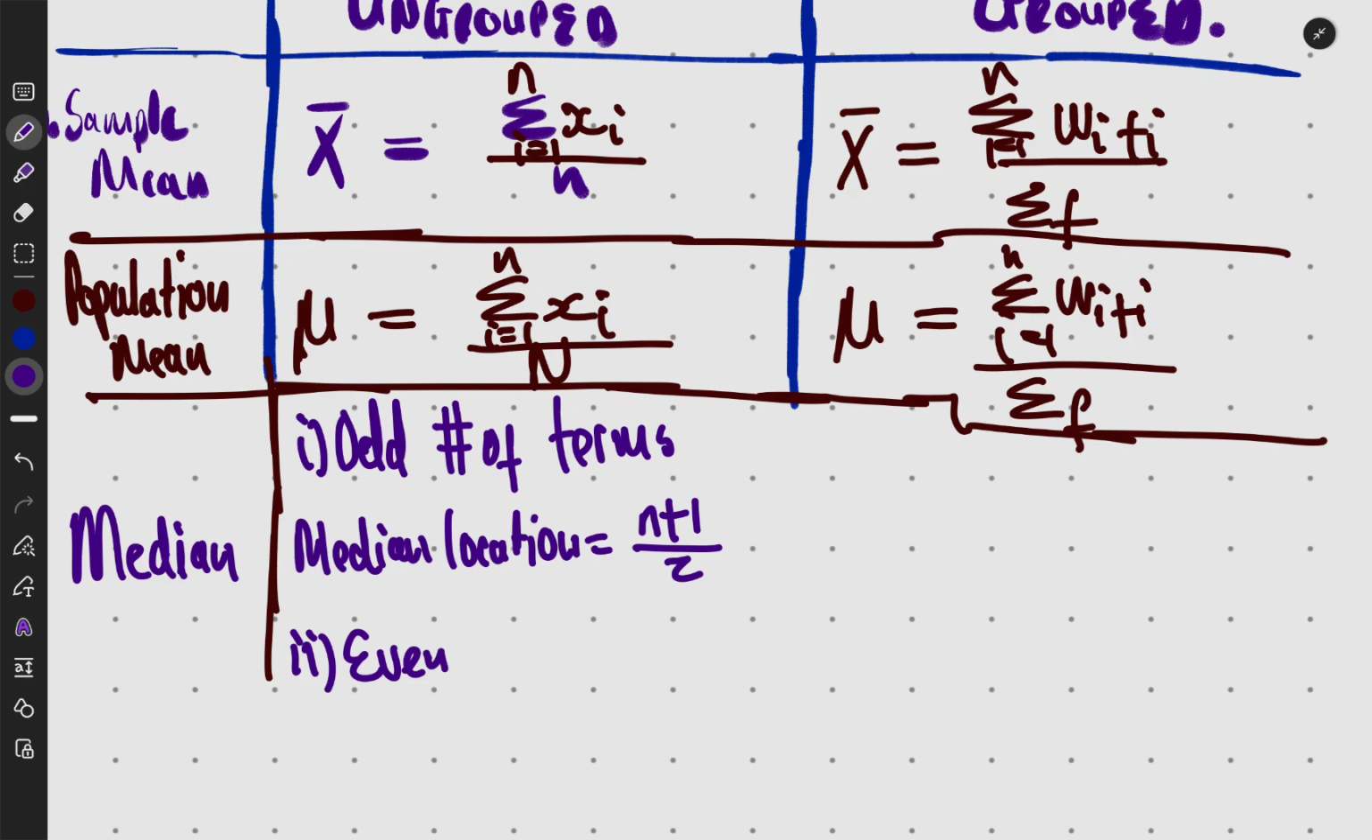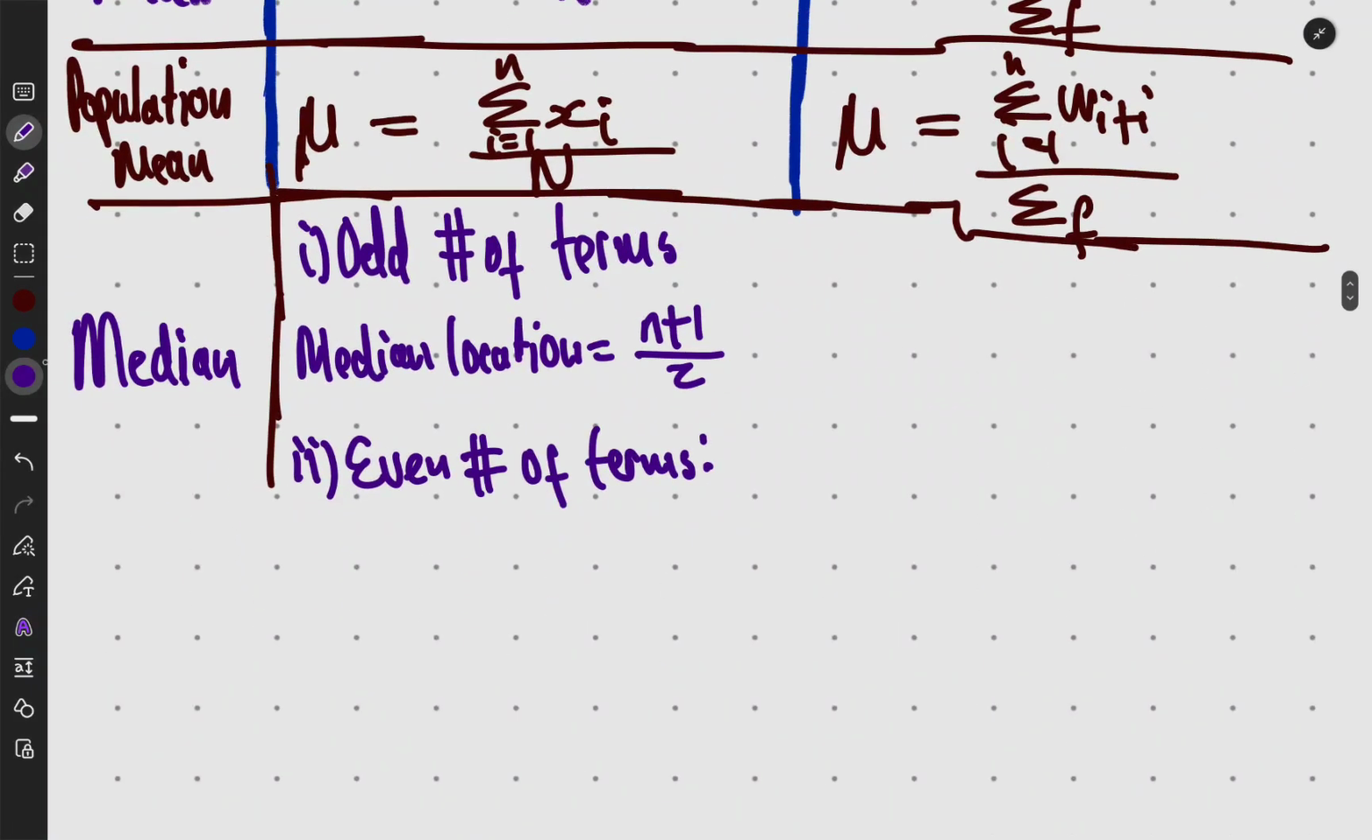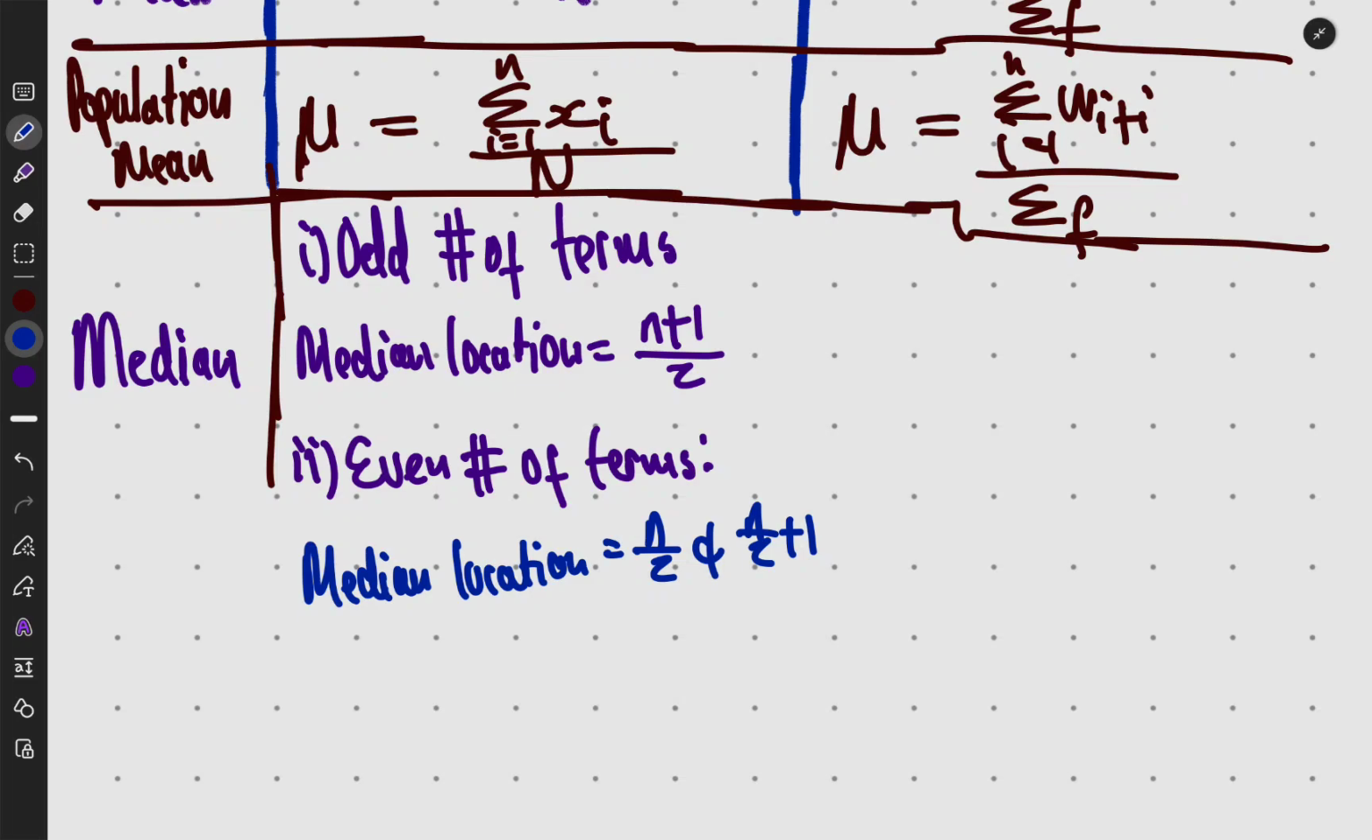Now, what about the even case? If we have an even number of terms, how do we get the median? The median location is going to be term number n/2 and term number n/2 + 1. The plus 1 is outside. This gives you the median location if you have an even number of terms. Then the median will be the average of those two terms, divided by 2.